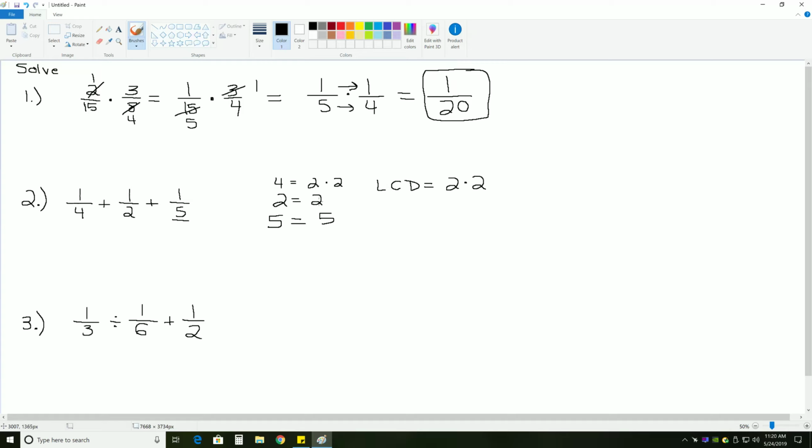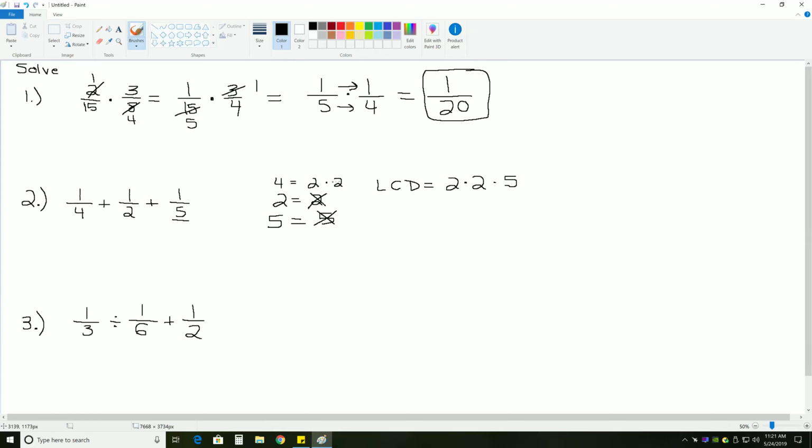So for instance, we'll go to this 2. Do we have a 2? Yes, we have 2 of them. So we don't need to include this 2. It's not needed. Now we'll go to the last number. Do we have a 5 in our LCD? We do not have a 5. So we need to multiply a 5 into our LCD.